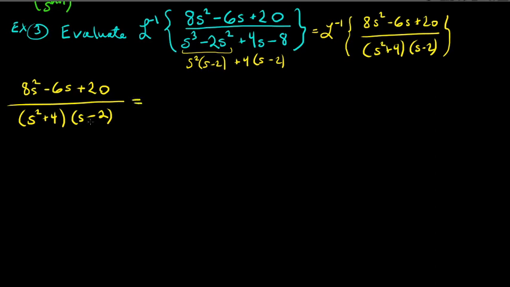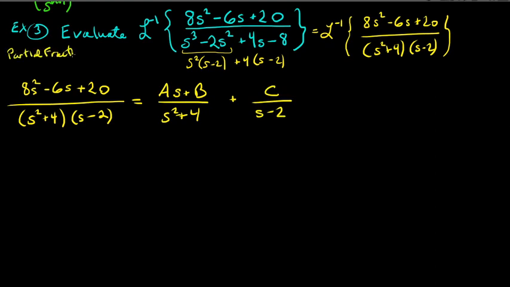So what we're going to do here is decompose this into partial fractions. So remember how that works. We get As plus B over s squared plus 4, because it's quadratic, we need a linear term in the numerator. And then some constant C over s minus 2. So this is partial fraction decomposition. Yeah, you did this in Calc 2.